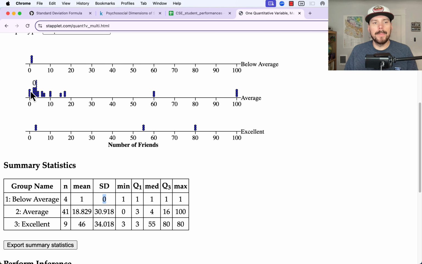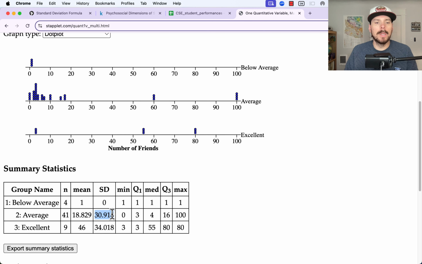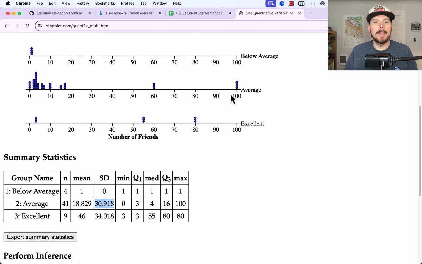We did say 4 people here said they had 0 friends. This mode of 3 stands out from the rest, but then we've randomly got 3 people who said 60 and 4 who said 100. And those groups of people far from the mean are going to drive up the standard deviation to almost 31 for that group with average academic performance.